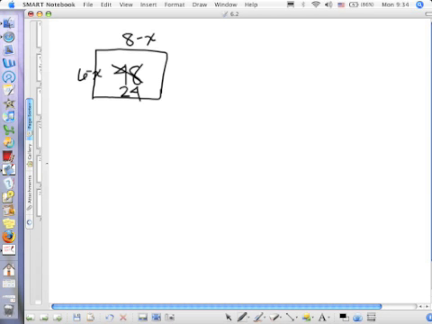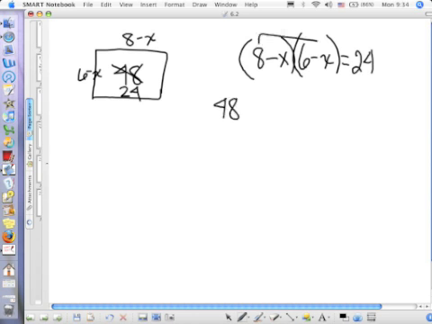Well, what are we going to do? How are we going to set it up? No, that doesn't say x minus 8. 8 minus x times 6 minus x equals 24. All right? First, we're going to do FOIL here. Don't worry about the 24 yet. Okay, 8 times 6 is 48. Negative 8x minus 6x is negative 14x. Negative x times negative x? Positive x squared.